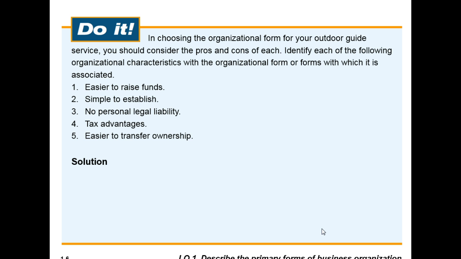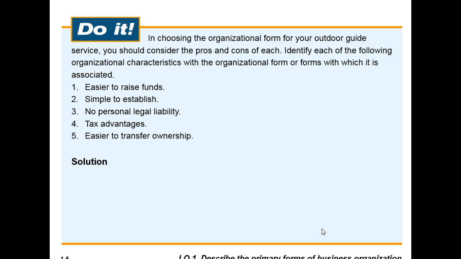So, which one is the easiest to raise funds? Is it a corporation, a proprietorship, or a partnership? Corporation. Which is easy to establish? Sole proprietor and partnership. Which has no personal legal liability? Corporation. Tax advantages?